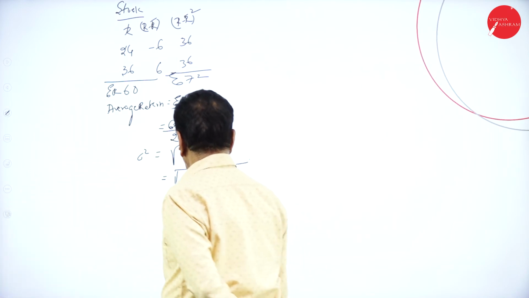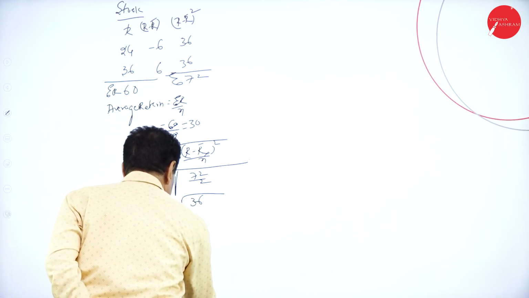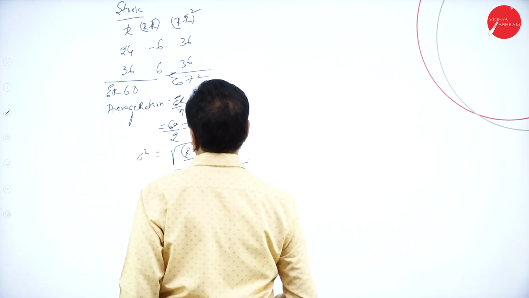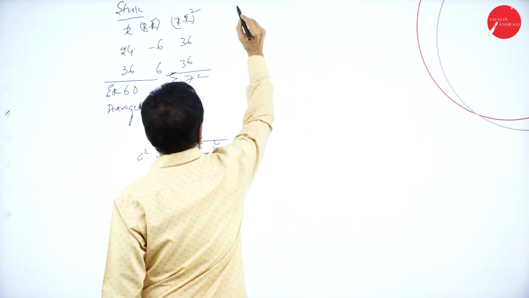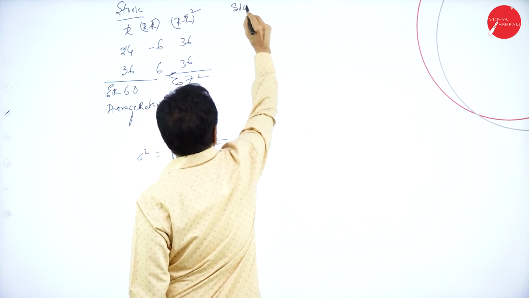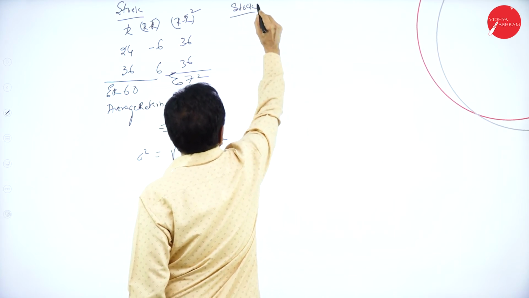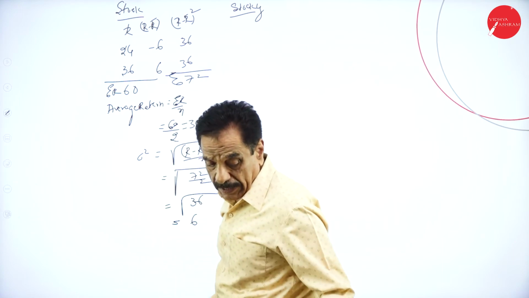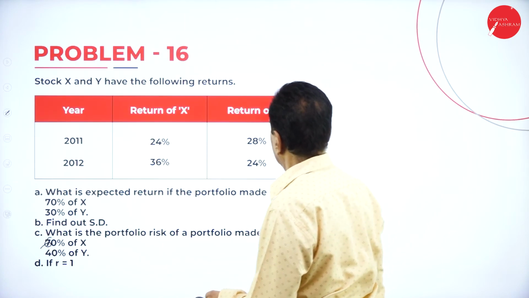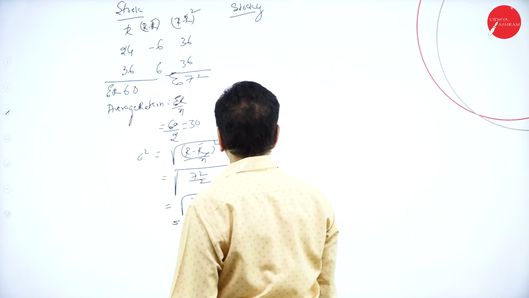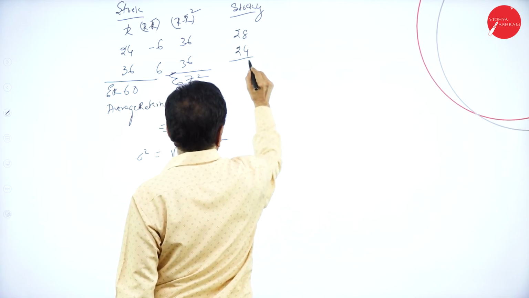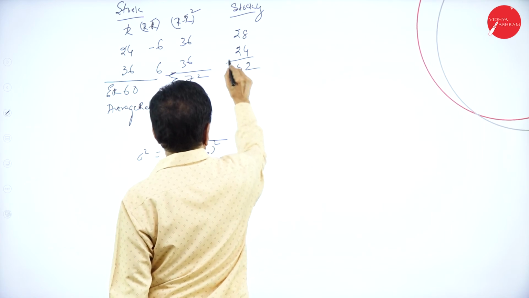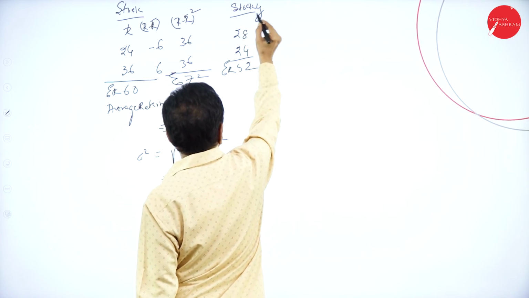Root of 36 is 6. So this goes in favor of R. Then stock Y. What are the returns? 28, 24. This is 52, sigma R.